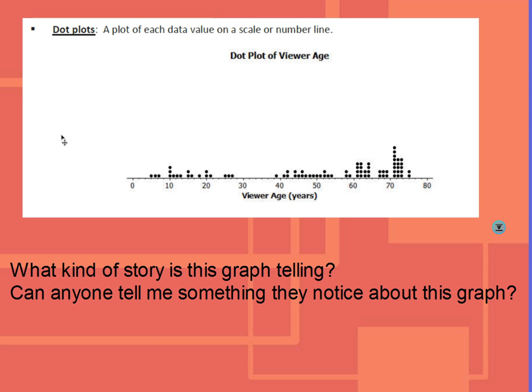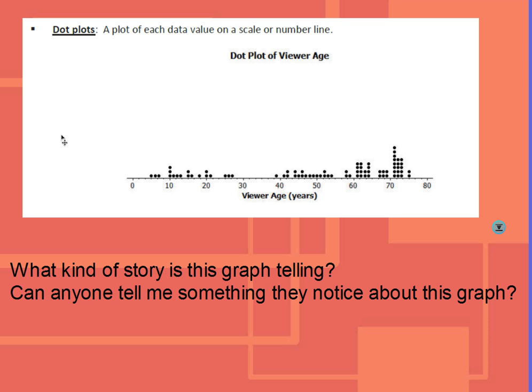Dot plots. Do they look like something you've done before? What were they called before? You use X's instead of dots. Was it called a dot plot or was it called a line plot? Line plot. It's called a line plot. That's what I thought too. Alright, so a dot plot is a plot of each data value on a scale or number line.